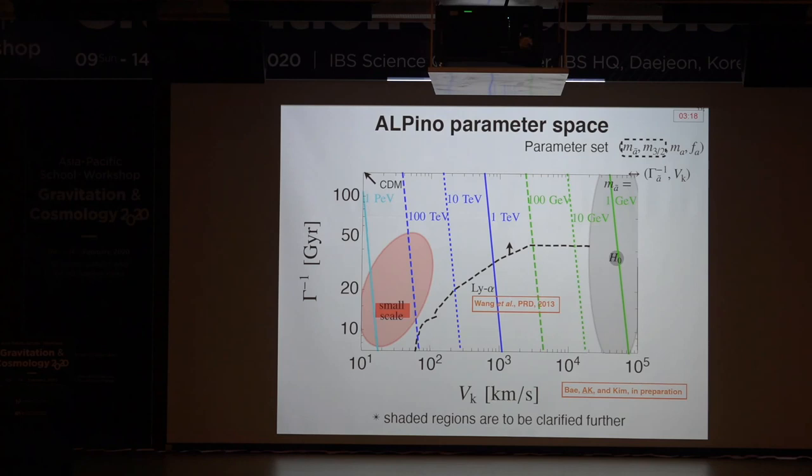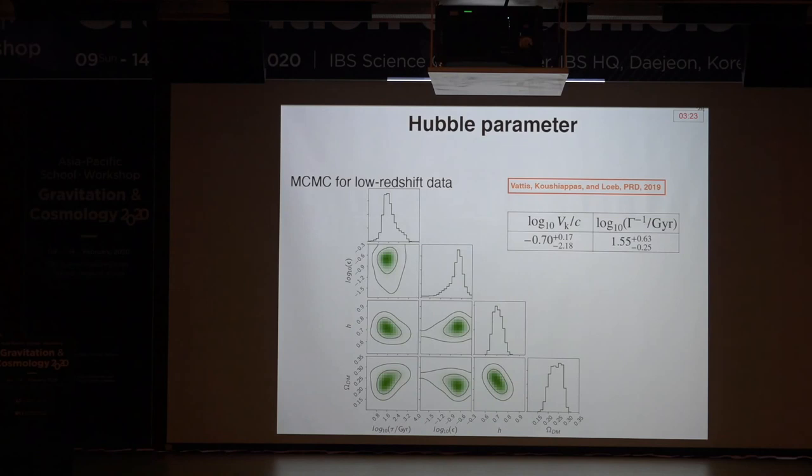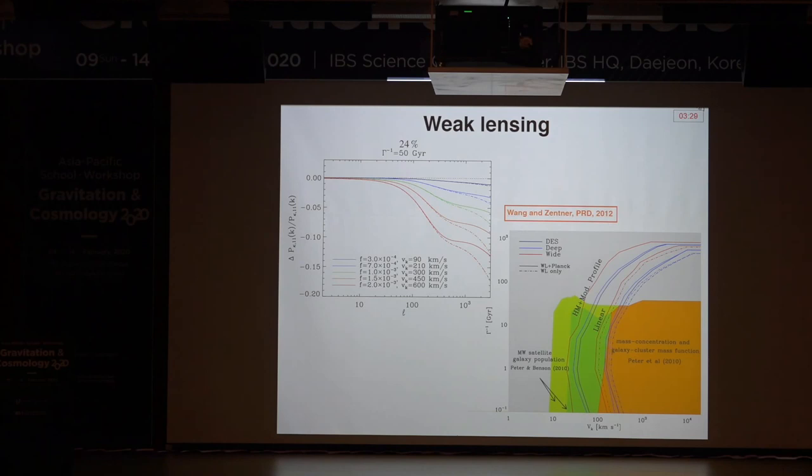Actually, weak lensing signal is expected to give a very strong constraint on this scenario. But unfortunately, the analysis has not been done yet. So this is what we have to do, actually.